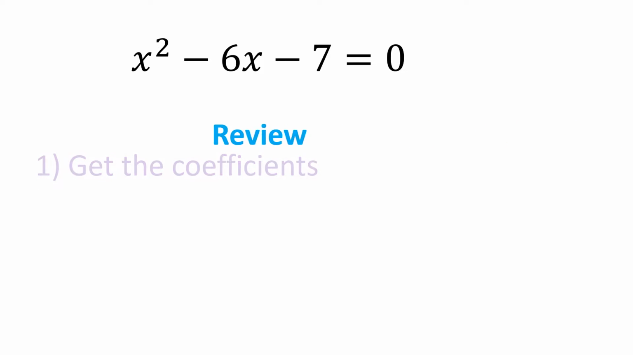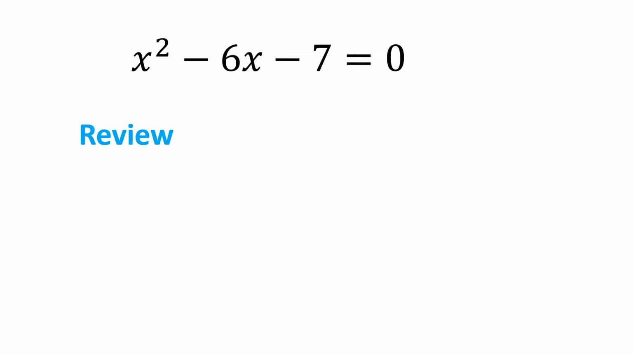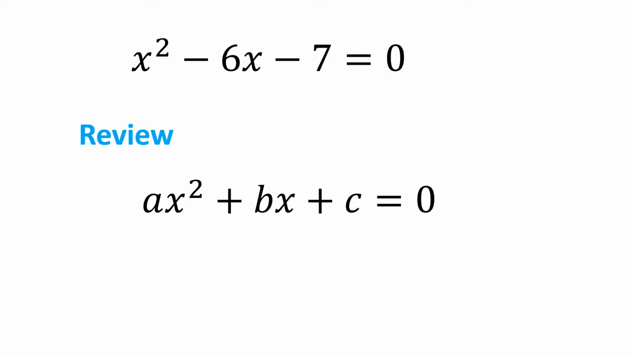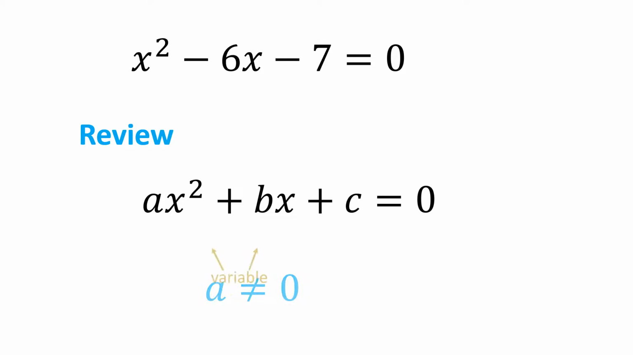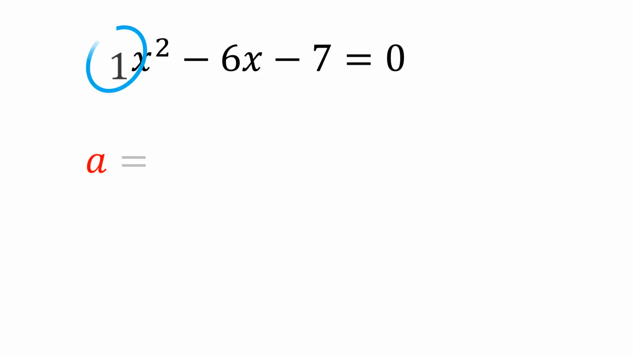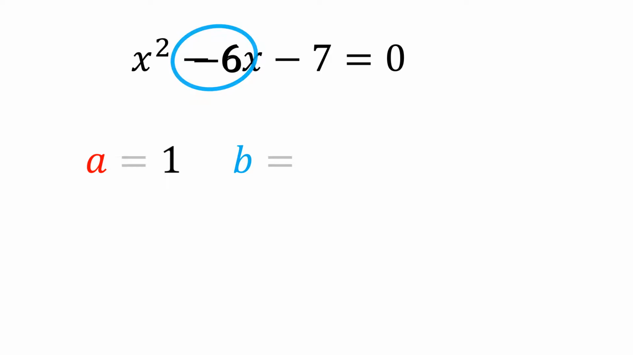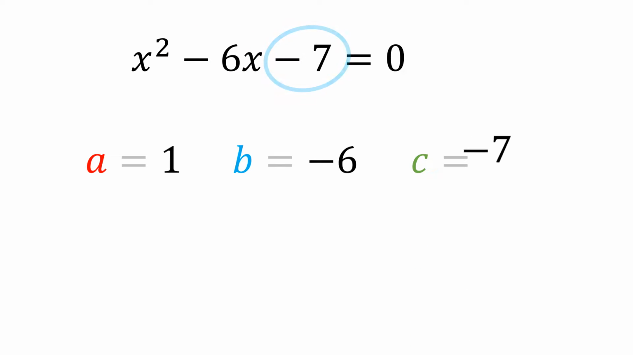Recall that a quadratic equation in standard form is given by ax squared plus bx plus c equals 0, where a, b, and c are real numbers, a not equal to 0, and x is the variable. Now in this case, we have a equals 1, b equals negative 6, and c equals negative 7.